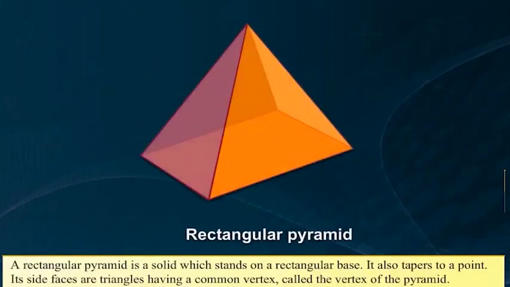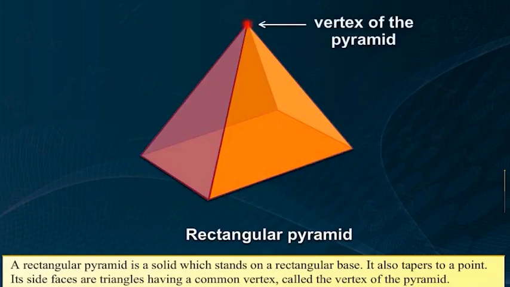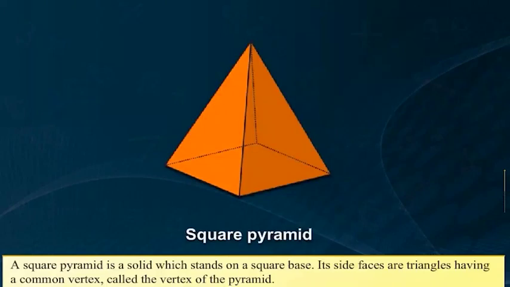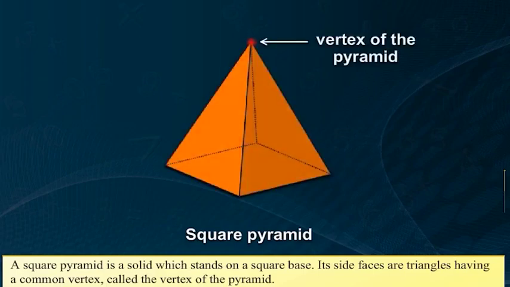A rectangular pyramid is a solid which stands on a rectangular base. It also tapers to a point. Its side faces are triangles having a common vertex called the vertex of the pyramid. A square pyramid is a solid which stands on a square base. Its side faces are triangles having a common vertex called the vertex of the pyramid.